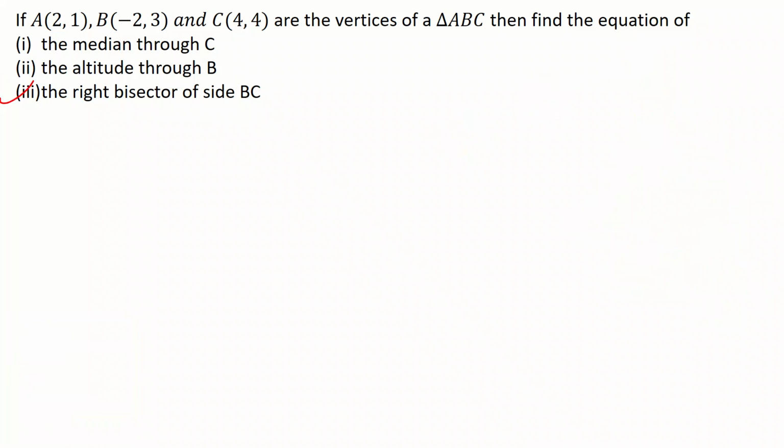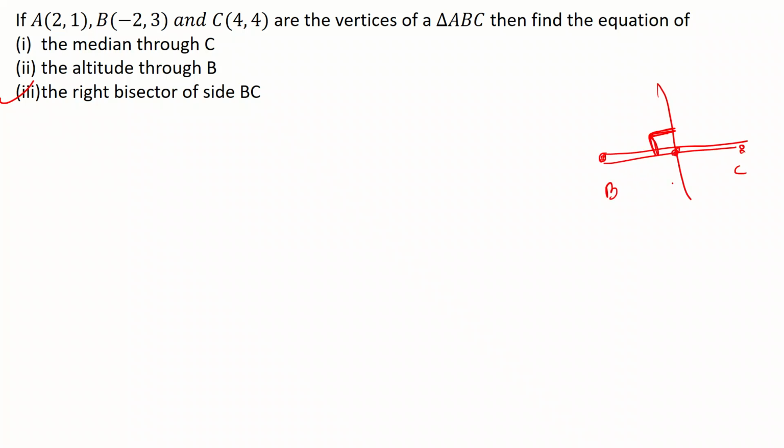Okay, and finally we have the third question. The right bisector of the side BC. So what is the right bisector of side BC? So suppose these are the 2 points for B and C. The right bisector of BC is exactly the same thing that we discussed in the previous question. That means the line that bisects BC and perpendicularly bisects BC. So you have these 2 points B and C given.